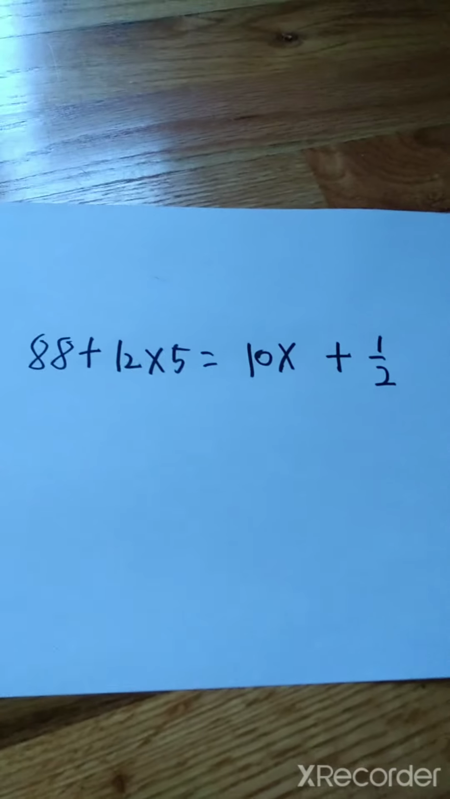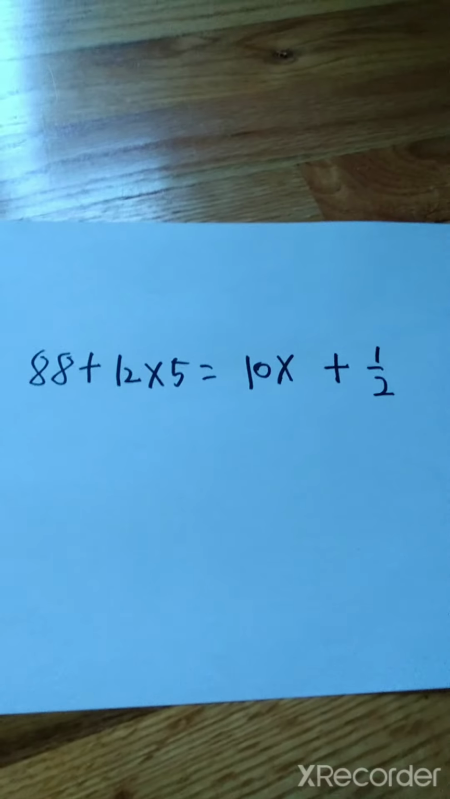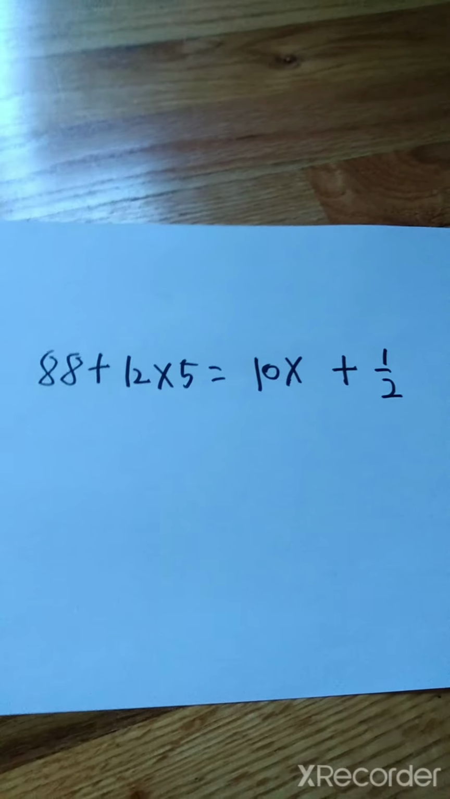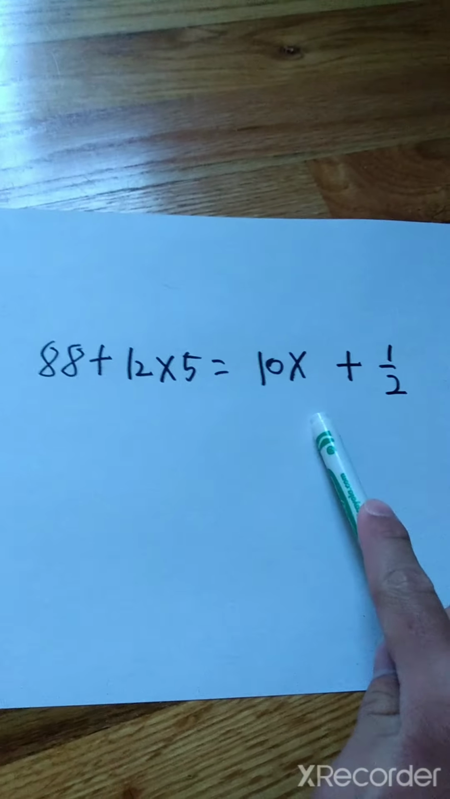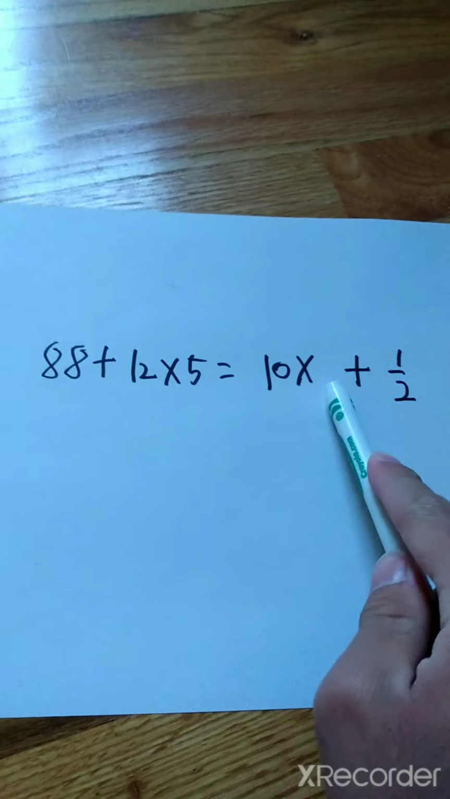Rockets are usually supposed to go up, but in the video it went down because it was going backwards. So let's try and solve this one as well. What is x in this equation?